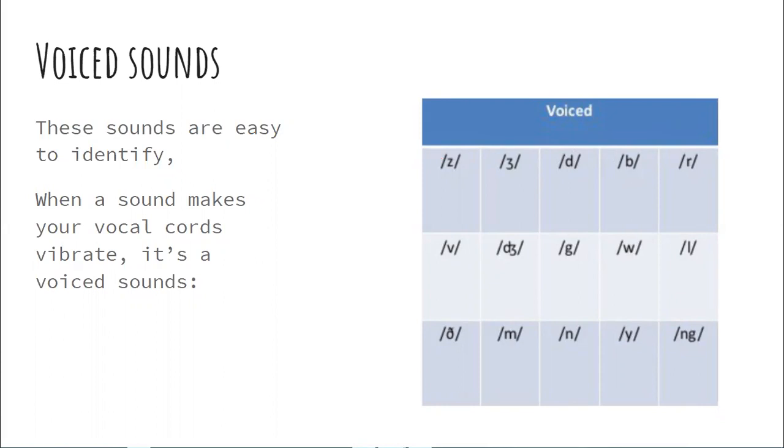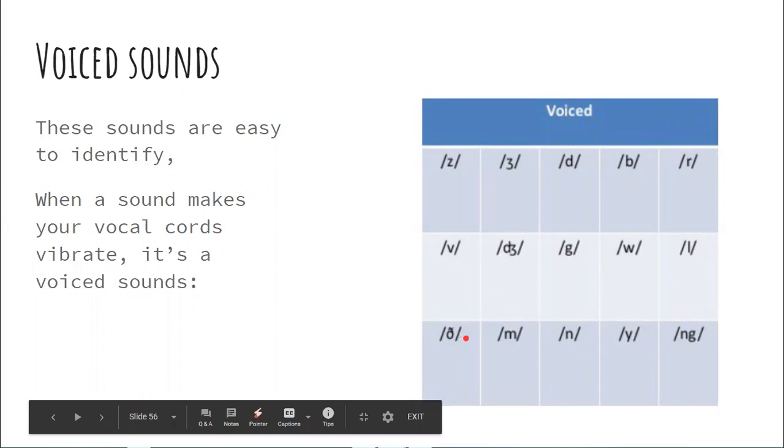Okidoki. ¿De dónde saqué estos sonidos? Están en una tabla que está en esta misma presentación. Lo pueden ver con palabras. Estos son: z, j, d, b, r, v, j, g, w, l, th con diente, th dental, n, ng. They vibrate.